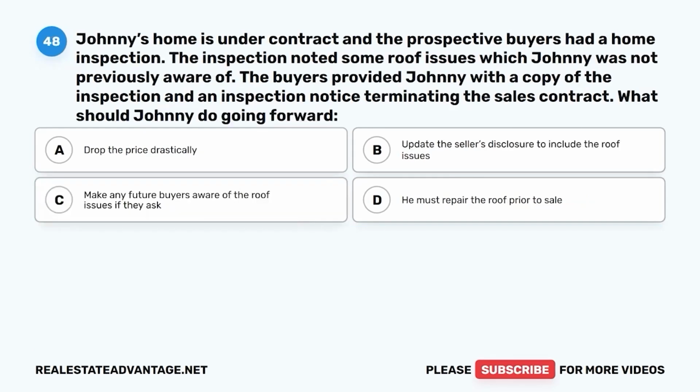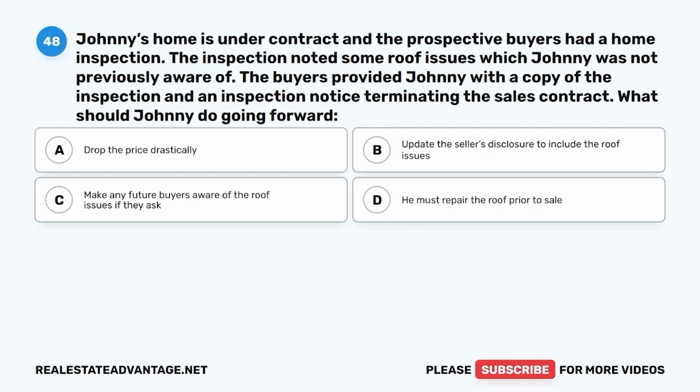Question 48. Johnny's home is under contract, and the prospective buyers had a home inspection. The inspection noted some roof issues, which Johnny was not previously aware of. The buyers provided Johnny with a copy of the inspection and an inspection notice terminating the sales contract. What should Johnny do going forward?